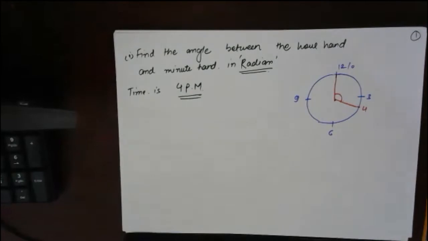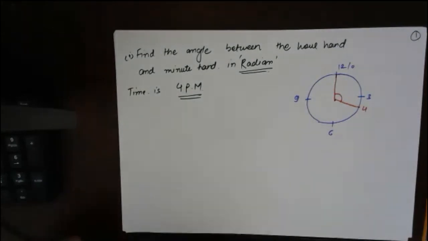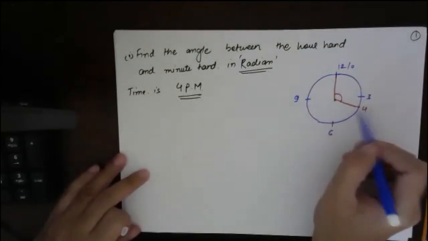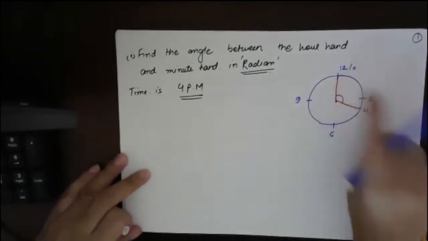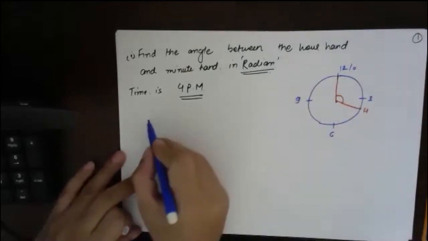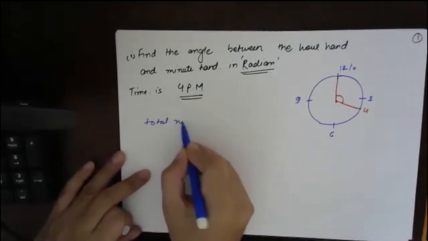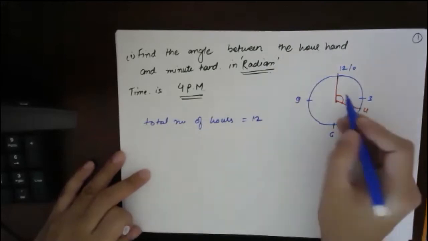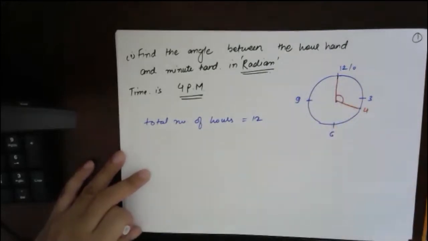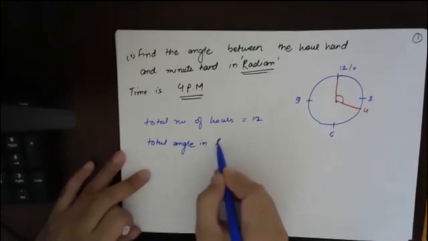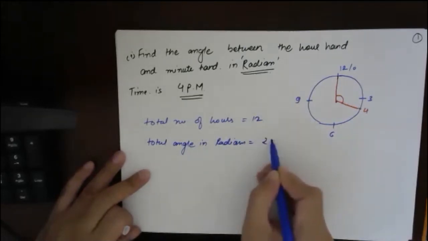Okay, we'll see. So what happens is, the total hours, when our hand comes back to the same position, the total number of hours is equal to 12. So the total angle in terms of radians is 2 pi. The total angle in radians is equal to 2 pi.